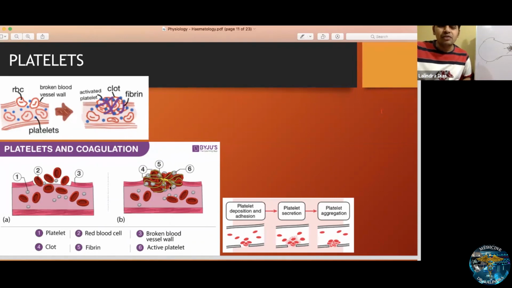Now what happens, guys, is when you get a defect here, when you get an injury, a stab injury or some wound or something like that, then the platelets first need to come in there. Then they have to get embedded in the fibrin. How does that happen? Initially platelets get adhered to that defect. That's called platelet adhesion, where platelets get attached to that site. That's the first process, adhesion.